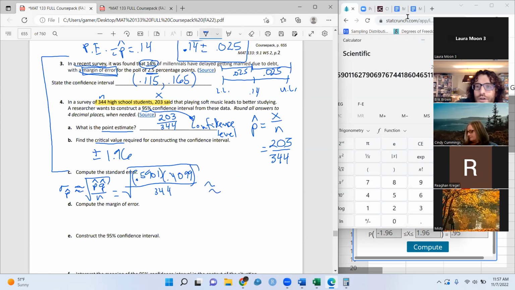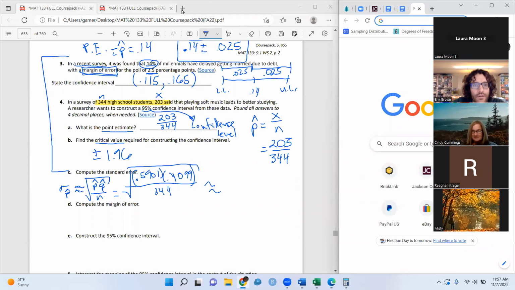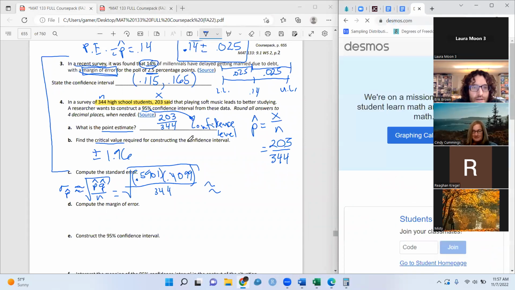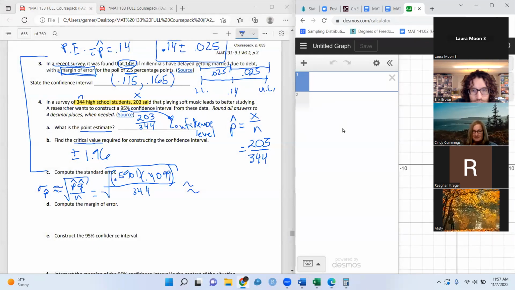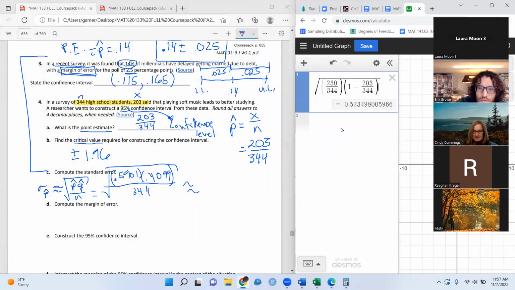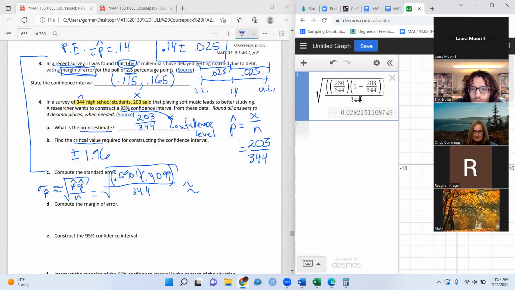Now, I'm going to show you what happens with rounding. In Desmos, I'm going to type in the actual fraction, and we'll see how different our results are, because I'm assuming you all are typing in the 0.5901. So I'm going to do 203 divided by 344, and then 1 minus that. And then all of that divided by 344. So I'm getting 0.0282, yeah, 1, 2, 3, 4, because here's where we actually need to round. Question. Go.